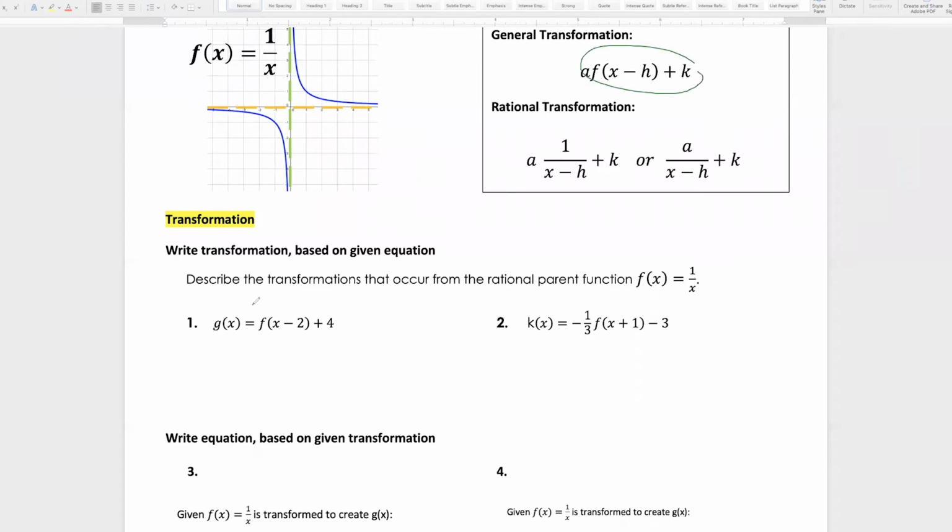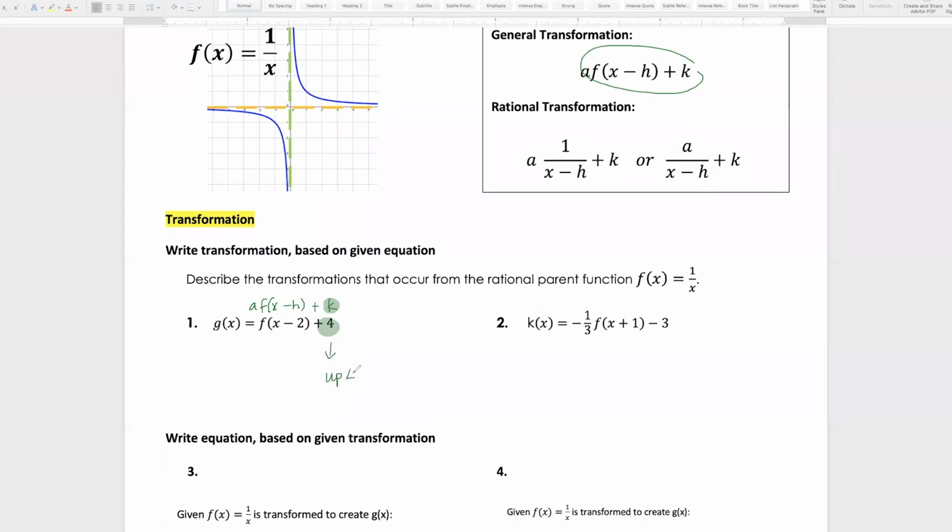Okay, so I'm just gonna write it on top of that. A, f(x minus h) plus k. If I'm matching all of this, it's telling me that plus 4 is k. And I just have to look at my transformation rule. Plus 4, I'm going to go up 4.